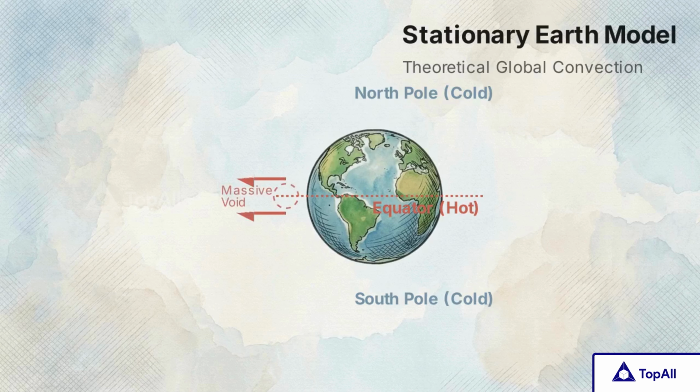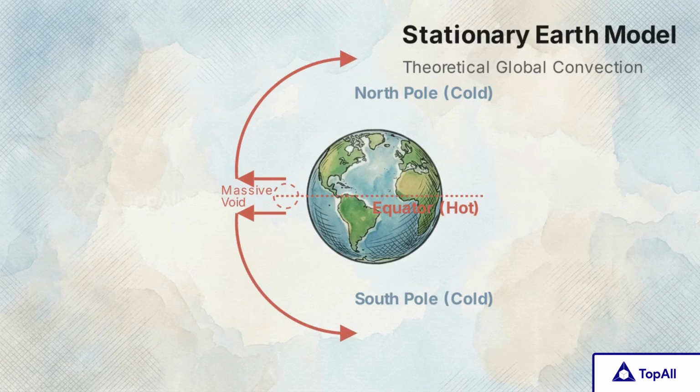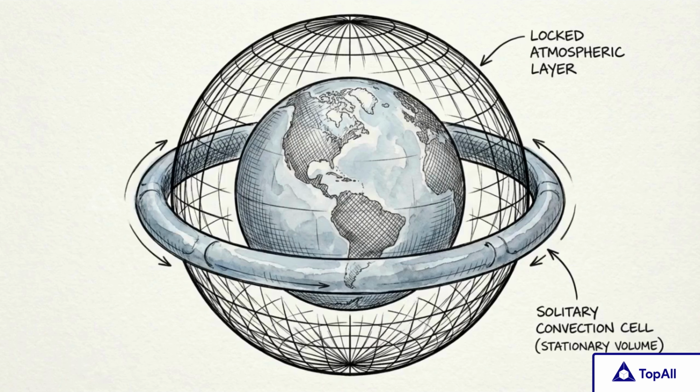Superheated equatorial air expands and rises, creating a massive void. Driven by buoyancy, it moves outward. Reaching the freezing poles, it cools, descends, and streams back along the surface to fill the original equatorial void. If the Earth were perfectly stationary, this single enormous convection cell would uniformly dictate the weather across the entire planet.